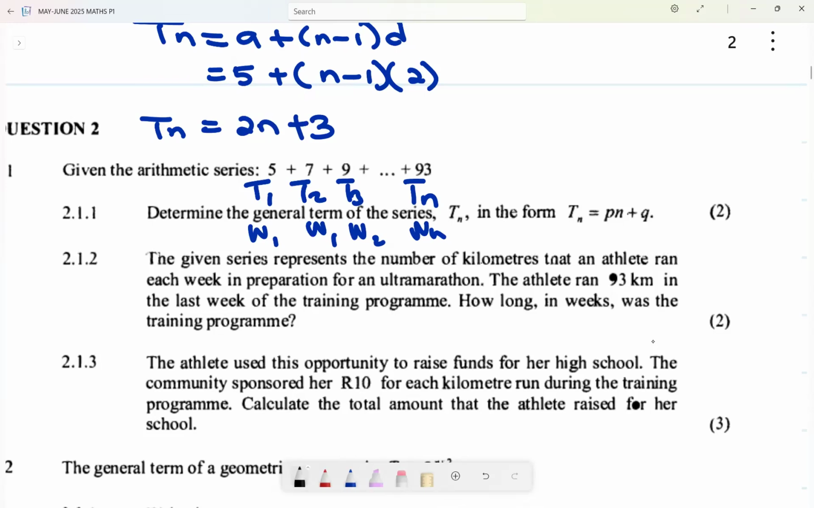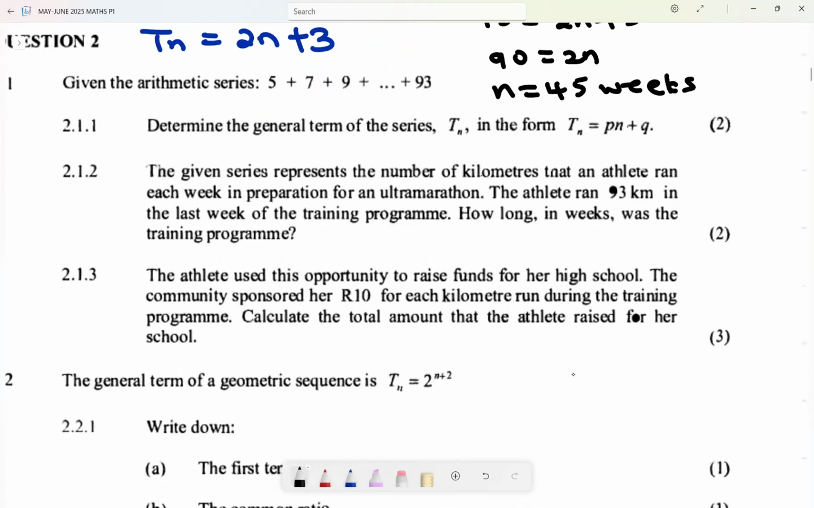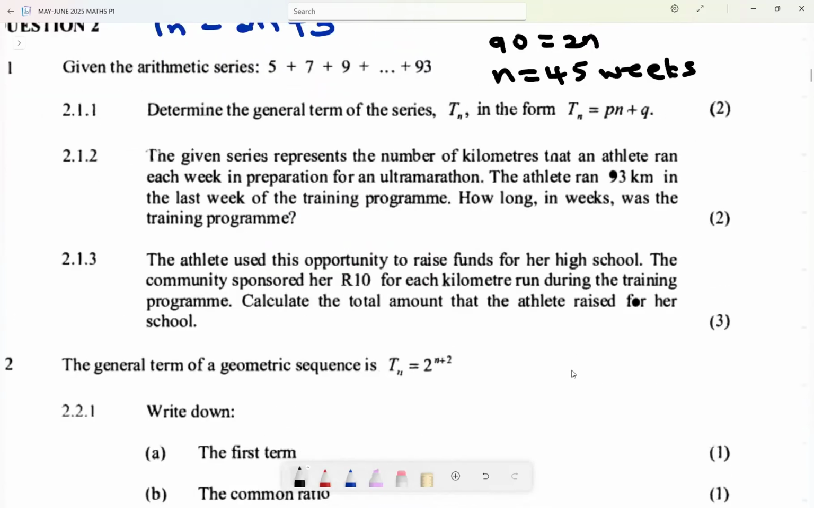Let me try to find 93. It is equal to 2n plus 3. Then 93 minus 3 is 90, which is equal to 2n. And then n will be equal to 45. 45 what? Weeks. Because we are not referring to terms, these are rather weeks. So it's going to be week 1 and so on. So n here is week number 45. The 45th week.